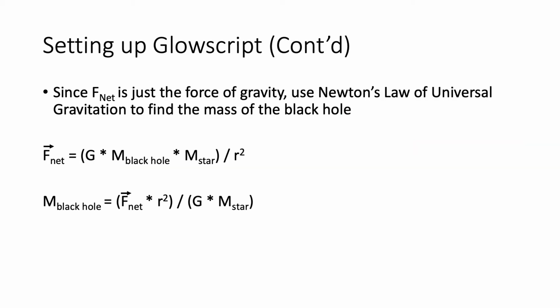Since the net force is just the force of gravity as given, we are going to use Newton's law of universal gravitation to find the mass of the black hole. So we can just input the net force wherever the force of gravity would be in this equation. So we can say that the net force is equal to Newton's gravitational constant times the mass of the black hole times the mass of the star, all divided by the distance between the two squared. And then we can rearrange this equation to give us the mass of the black hole is equal to the net force times the distance between the two, divided by the gravitational constant times the mass of our star.